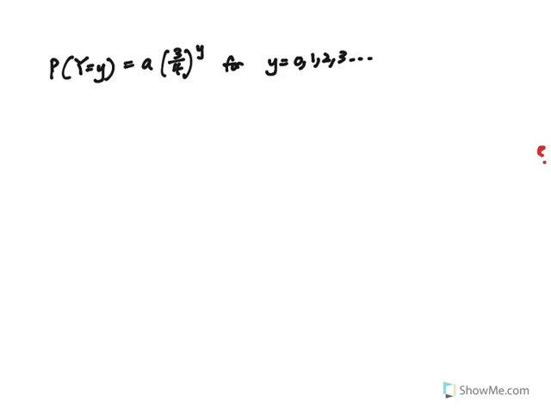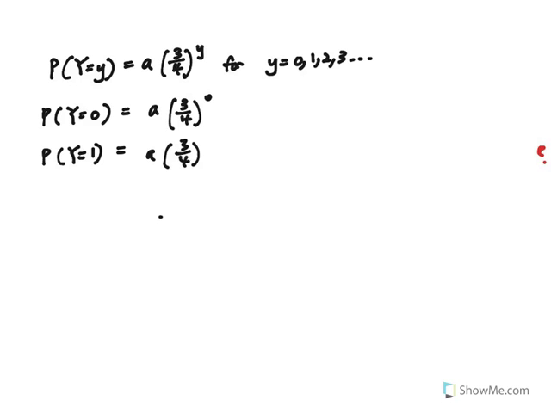we can just think about substituting some values. So if you look at the probability of y equals 0, it basically looks like a(3/4)^0, and that's substituting 0. The probability of y equals 1 is a(3/4) to the power of 1. So that's how the probabilities look.